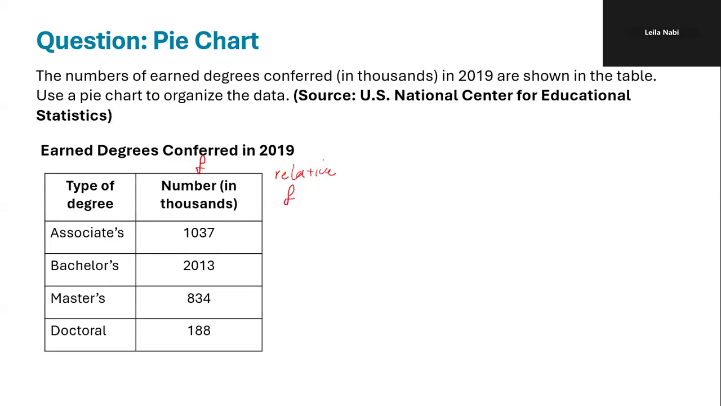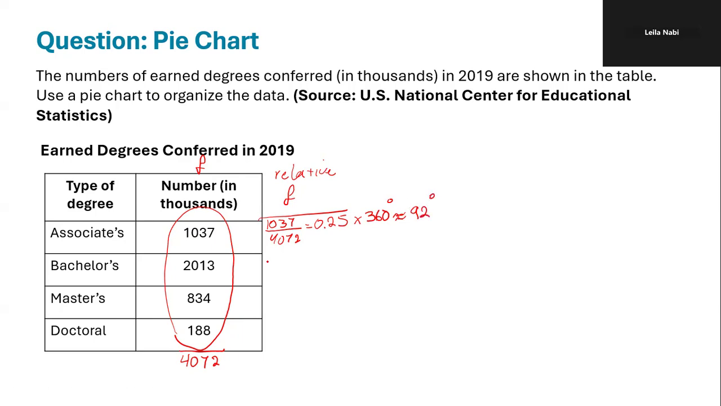These are the frequencies. To find the relative frequency, I need to know the sum of all frequencies. If I add all these frequencies, they add up to 4072. To find the relative frequency, you divide each frequency by the sum of frequencies, and we get a decimal or percentage. Now to find the angles, we need to multiply by 360 degrees, which, if I round it, gives me about 92 degrees.